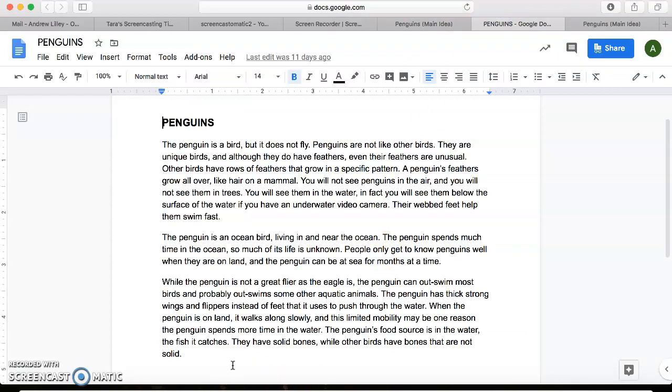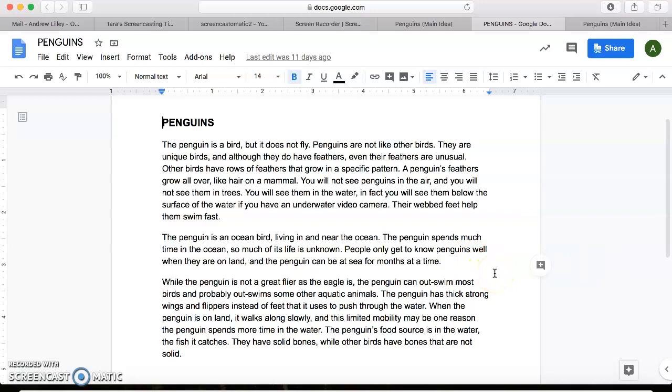So, penguins. The penguin is a bird, but it does not fly. Penguins are not like other birds. They are unique birds, and although they do have feathers, even their feathers are unusual. Other birds have rows of feathers that grow in a specific pattern. A penguin's feathers grow all over like hair on a mammal. You will not see penguins in the air, and you will not see them in trees. You will see them in the water. In fact, you will see them below the surface of the water if you have an underwater video camera. Their webbed feet help them swim fast. The penguin is an ocean bird living in and near the ocean.